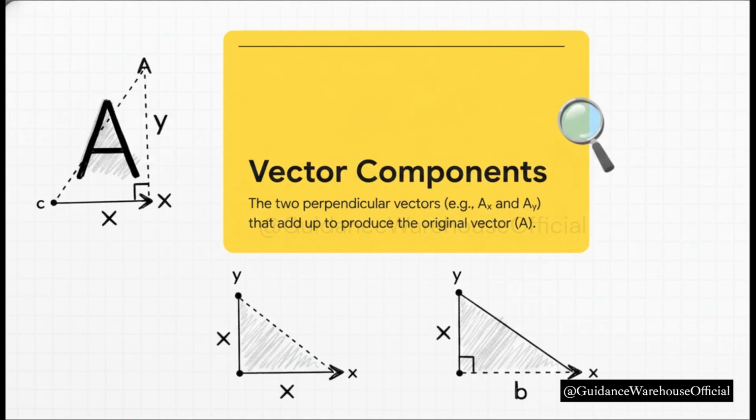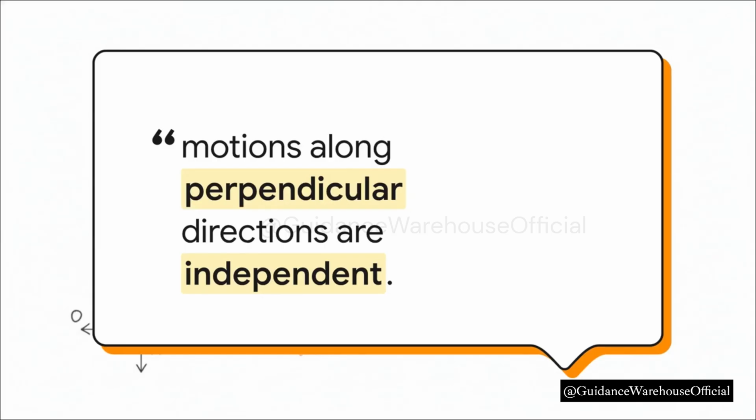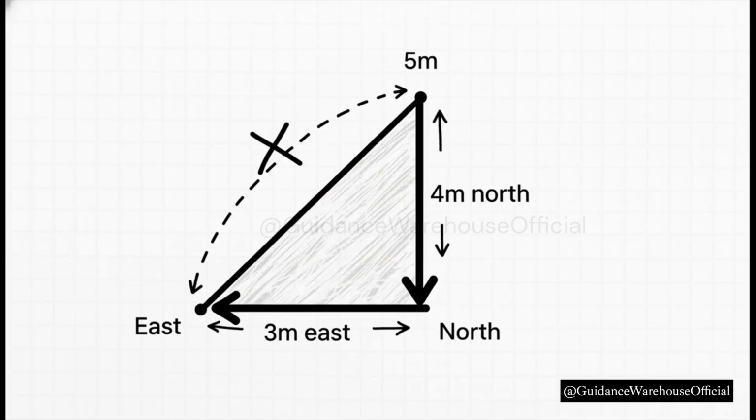It's that simple. Now, if you remember one thing from this whole explainer, make it this. Motions along perpendicular directions are independent of each other. Seriously. What a vector is doing horizontally has absolutely no impact on what it's doing vertically, and the other way around. This idea is the foundation for pretty much all of 2D physics, from throwing a baseball to sending a rocket into orbit.